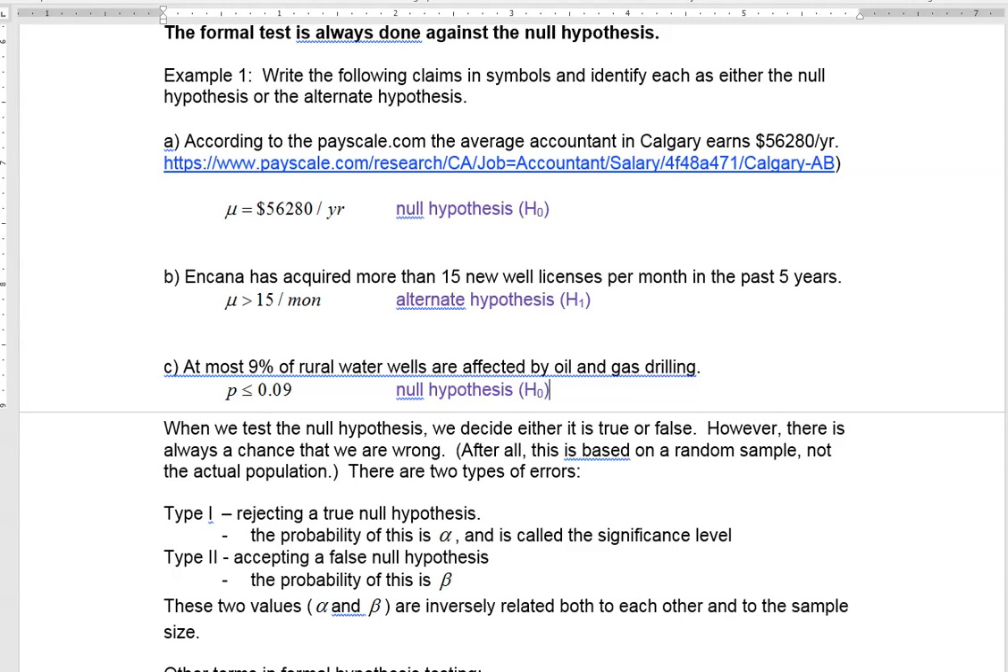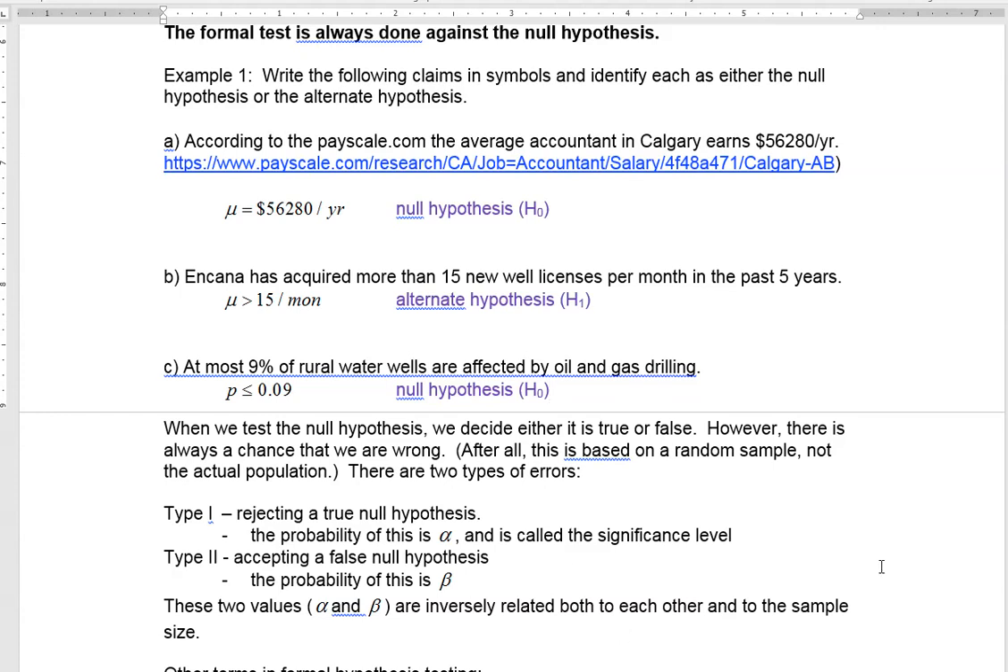Type 2 is accepting a false null hypothesis. So this is, the null hypothesis is actually not true, but your data does not show that. So your sample, again, could be lopsided. The probability of accepting a false null hypothesis is also represented with a Greek letter, and this one's beta. You may have seen those before, and you may recognize that alpha together with beta are actually the first 2 letters of the Greek alphabet. That's where our word alphabet comes from.